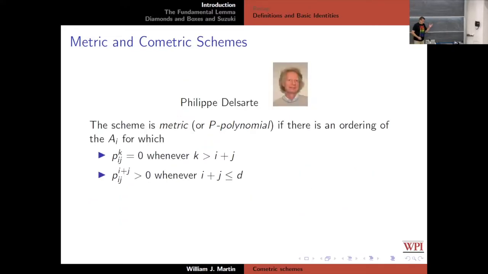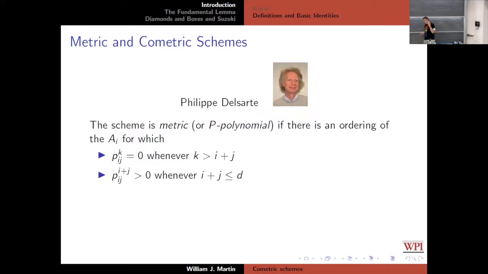Philippe Delsarte realized that distance regular graphs are exactly the P-polynomial association schemes. I guess probably Biggs and some others knew that beforehand. A P-polynomial association scheme is one where you can order the relations A_0 up to A_d so that p^k_{ij} is 0 if any one of the parameters is bigger than the sum of the other two, and p^k_{ij} is non-zero if one of the parameters is exactly the sum of the other two.